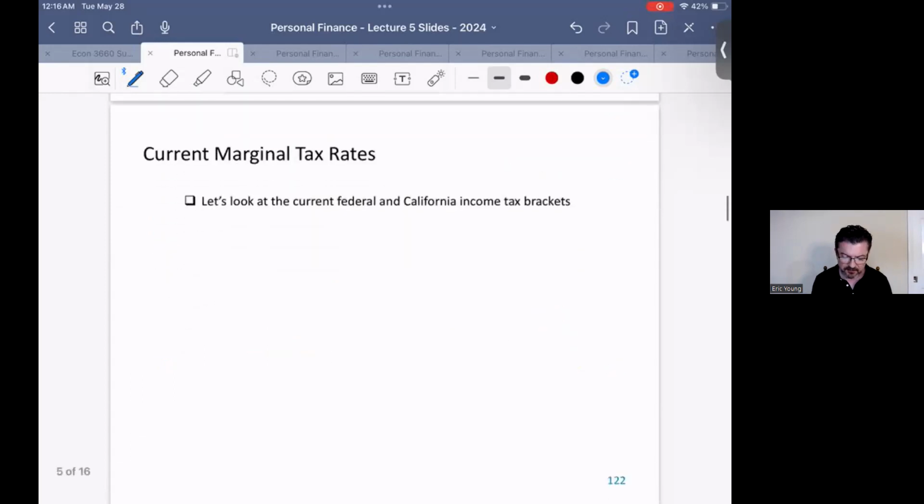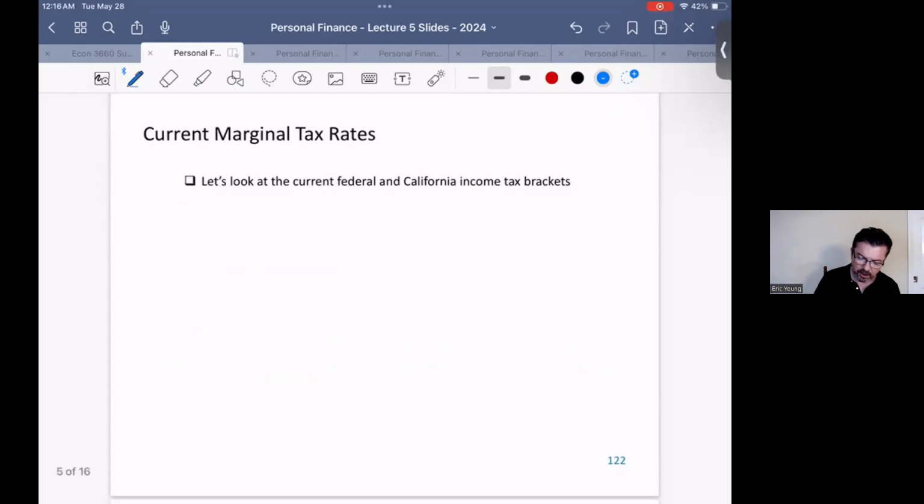Now, this sounds confusing, so let's look at our current federal and California tax brackets. And once you see it, it'll make more sense.